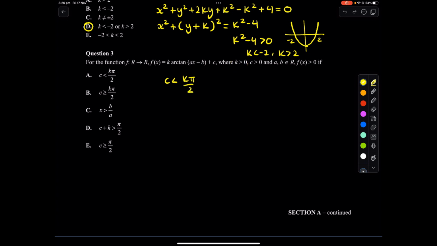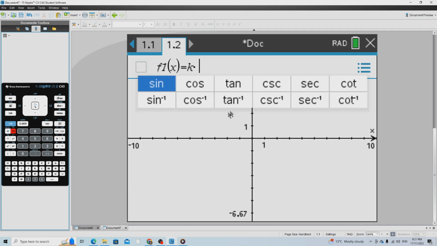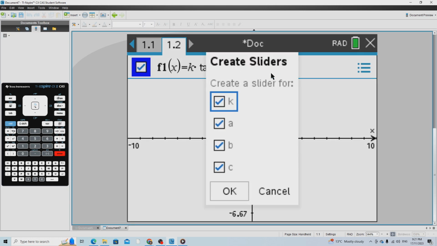We know that k is greater than 0. For example, let's sub in k equals 1. So when k is equal to 1, our c value, we get pi over 2. We're saying that c must be less than pi over 2. And let's try to do that. So let's actually graph this whole thing here. If I go graph, we're graphing k times tangent of a times x minus b, plus c.